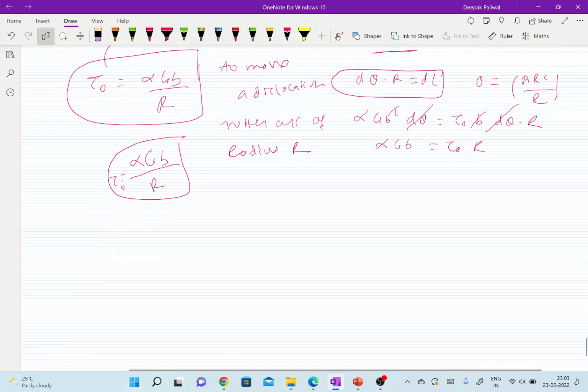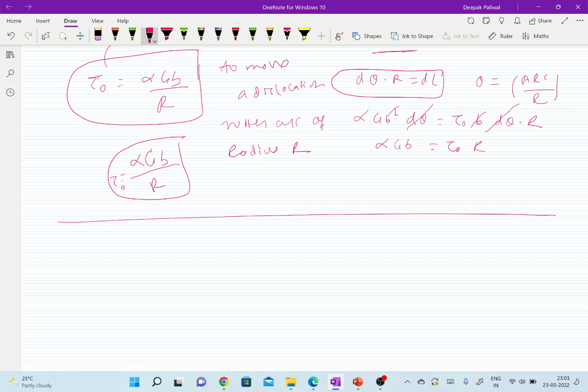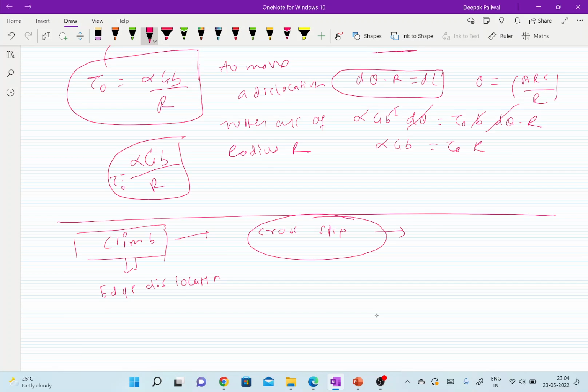Now we will learn about climb. There are two things, one is climb and another one is cross slip. Cross slip we will discuss later in detail, but here we will discuss the climb motion. The climb is mainly associated with the edge dislocation, and cross slip is associated with the screw dislocation.